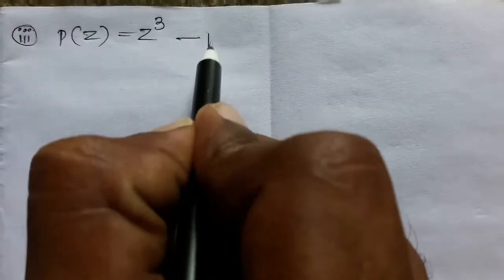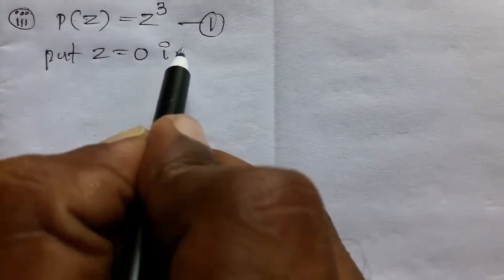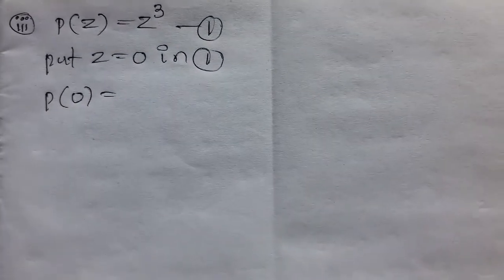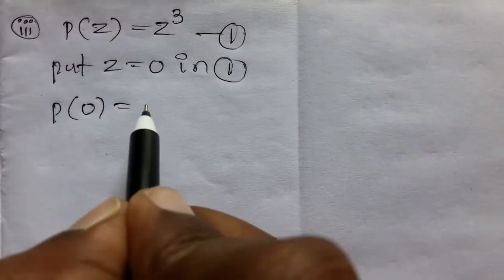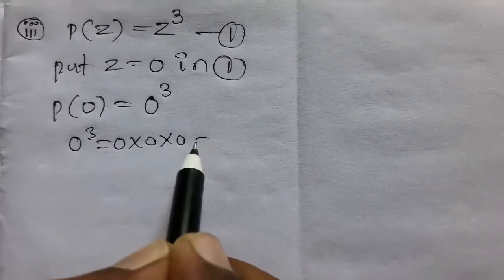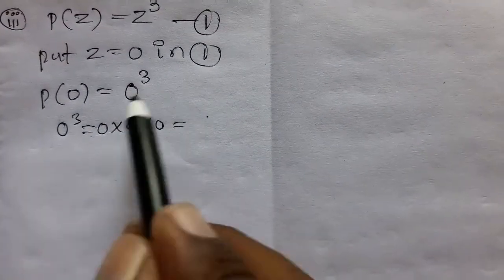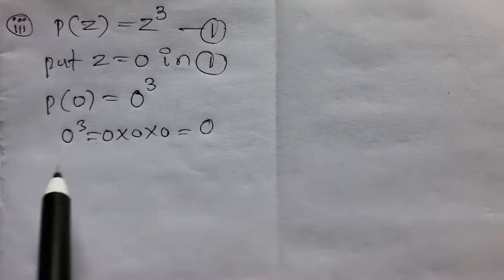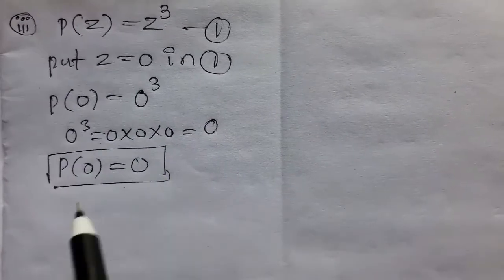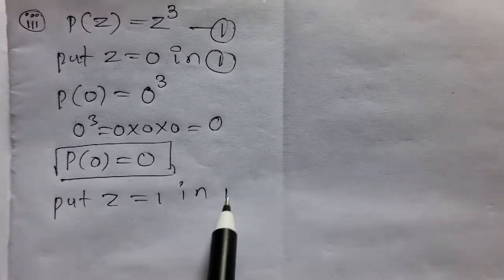Here take this equation 1. Put z equals 0 in 1. Here the variable is z. Now P of 0 is equal to 0 cube. 0 cube means 0 multiplied 3 times. That is also 0, since 0 multiplied any number of times becomes 0. Therefore P of 0 is equal to 0. Isn't it?